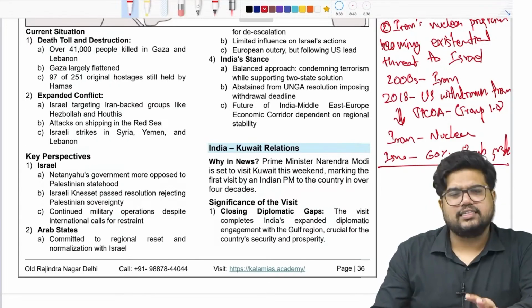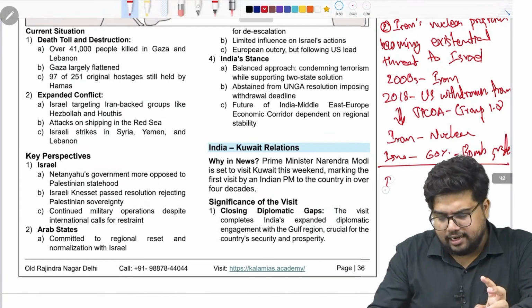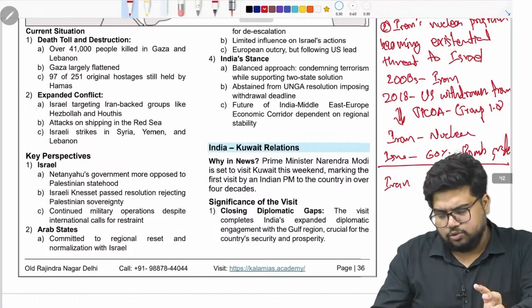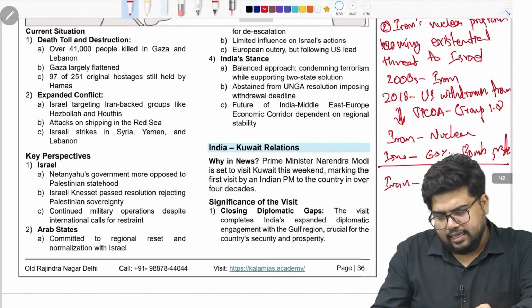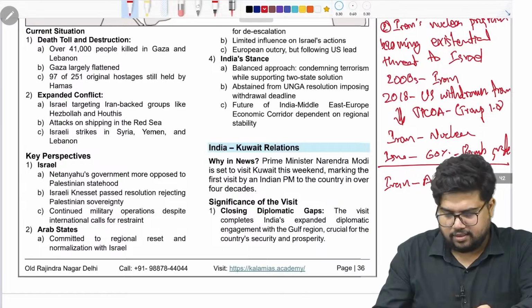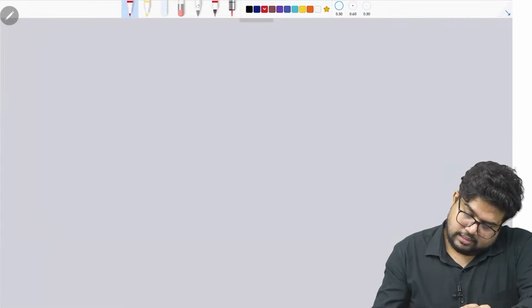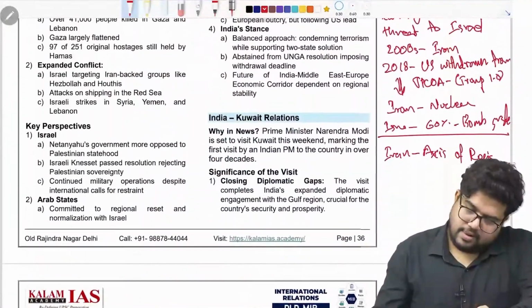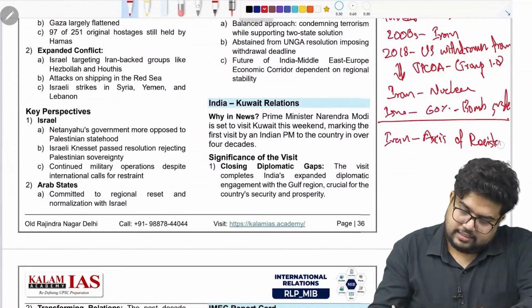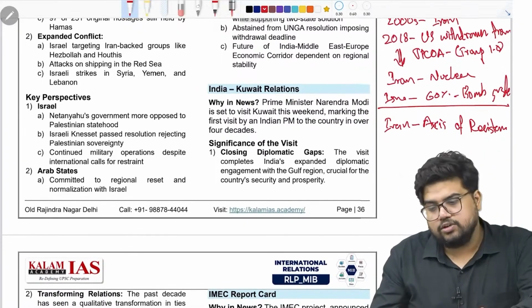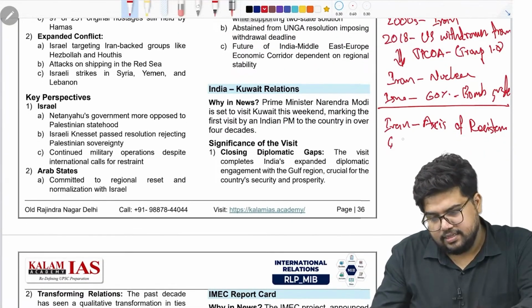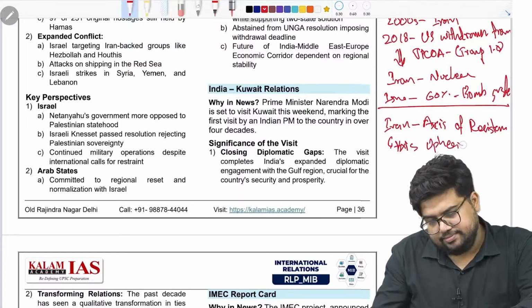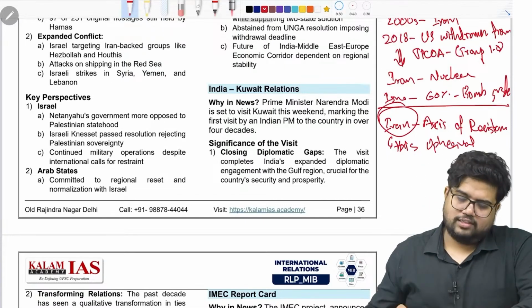Now, some keywords again you need to know. Iran-led group, that is the Shia-led group. This is called as the axis of resistance. This is also called axis of upheaval.